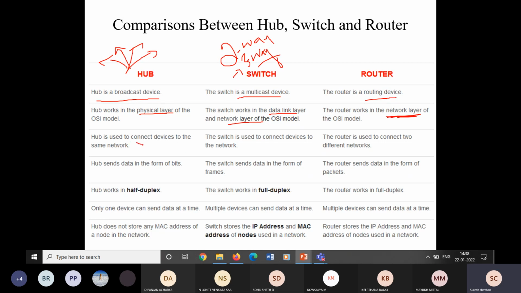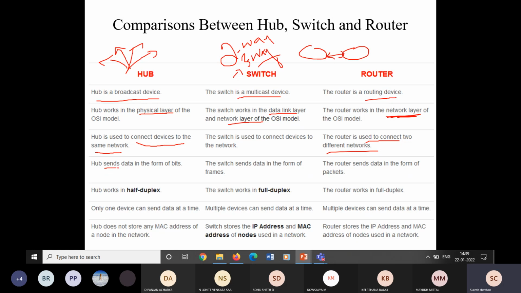And the hub is used to connect devices within the same network. Yeah, this is very important. It can connect devices within the network or the same network. The switch is used to connect devices to the network, right? But a router is used to connect two different networks, right? I showed you, right? Network A and network 2, in order to establish a connection, there we need the router.